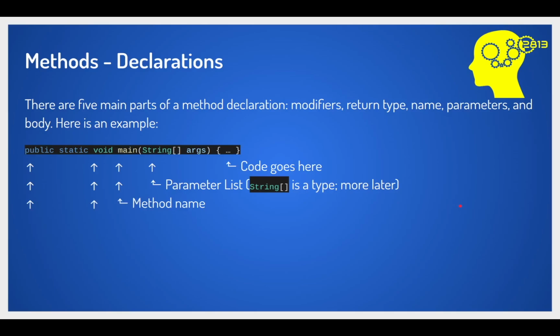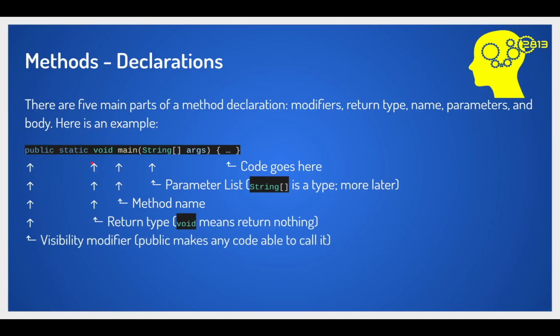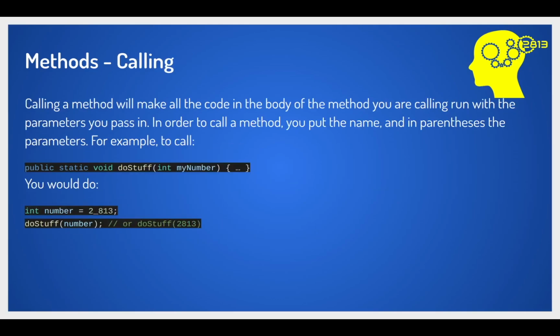You also need to have a return type, like right here. And also the method name. So here the method name is main. So yeah, the return type void here means it returns nothing. And you have modifiers like static, which we'll talk about later, but public is a visibility modifier. Public makes any code be able to call it. There's other ones like private and protected.